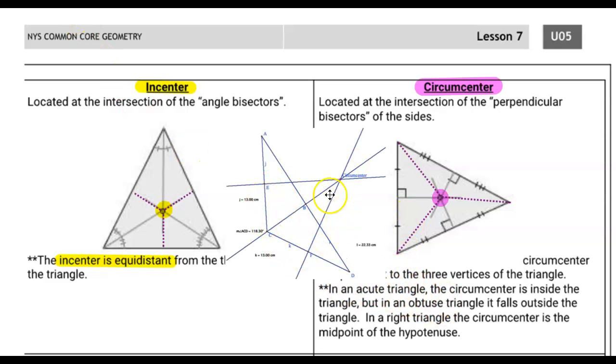And you can see here I put in a little example. In this obtuse triangle, the circumcenter is where the perpendicular bisectors meet. These three perpendicular bisectors meet outside of the triangle. And finally, in a right triangle, the circumcenter is going to be the midpoint of the hypotenuse. In other words, it's going to lie on the hypotenuse.